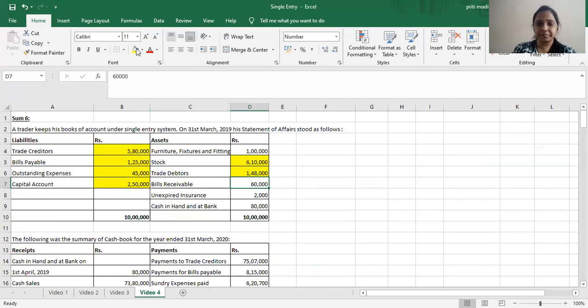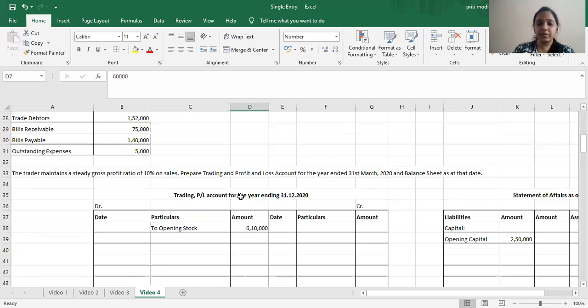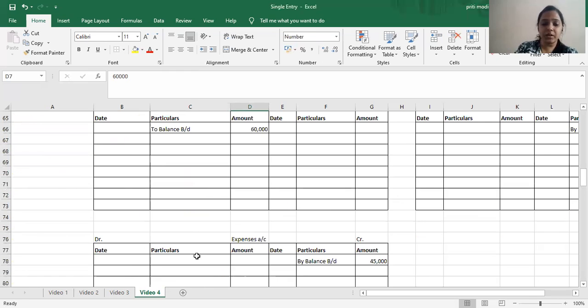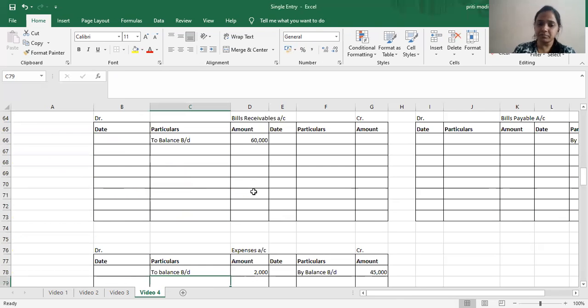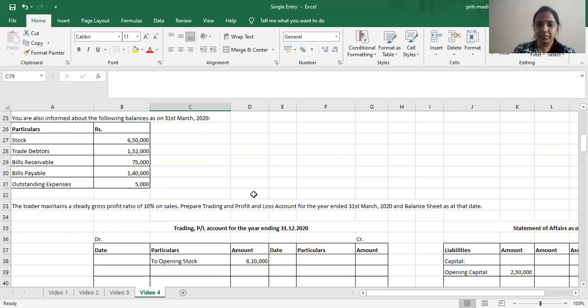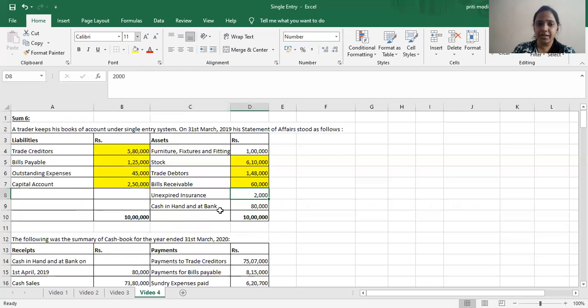This is done. Unexpired insurance is expense, that is prepaid expense. So we're going to expense account. Expense account, I'm writing over here to balance BD. Yes, you can have both opening balances as BD on the debit and the credit, a liability and an asset. So we are writing this 2,000 over here. This is also done.